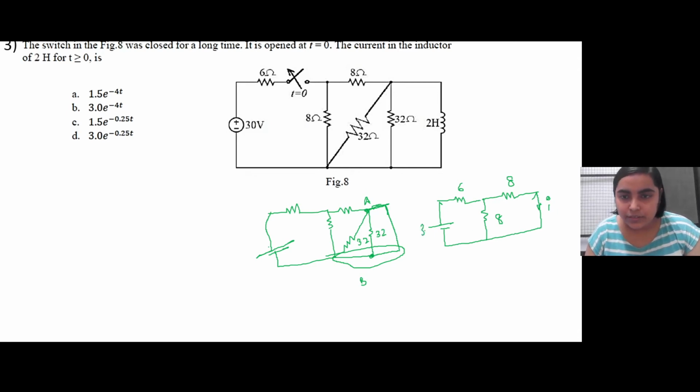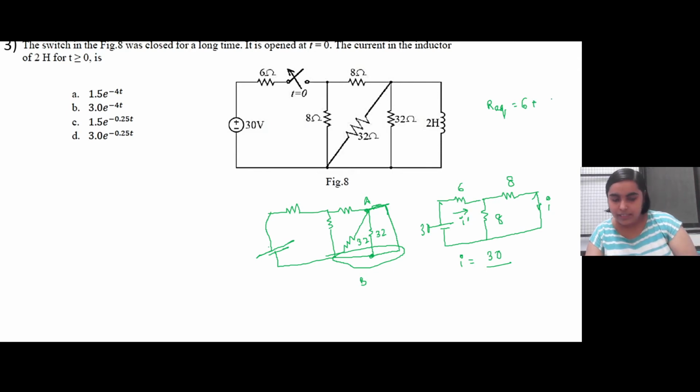So this is 30 volt. The total current that is flowing, let us say it is I dash, will be equal to 30 by the equivalent resistance. Now this 8 ohm and 8 ohm are in parallel with each other, right? So the equivalent resistance will be 6 plus 8 parallel to 8, 6 plus 4, it is 10.